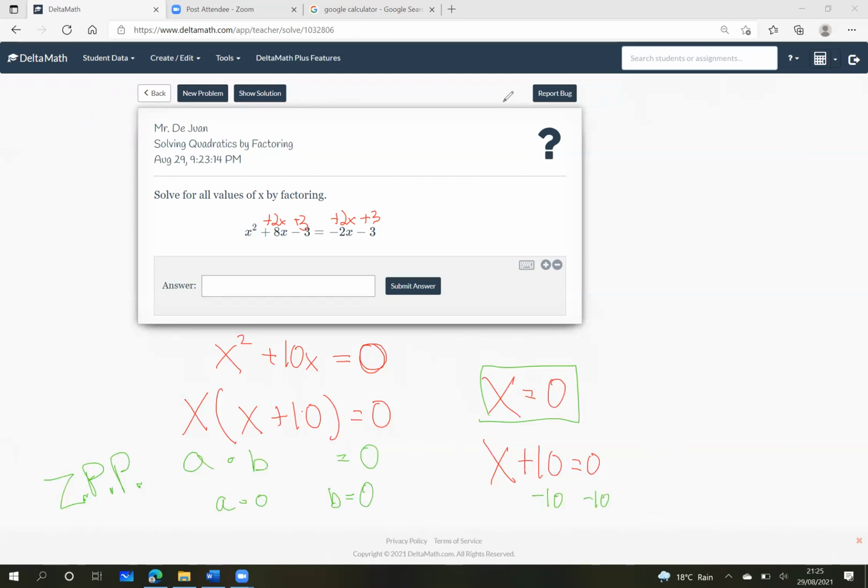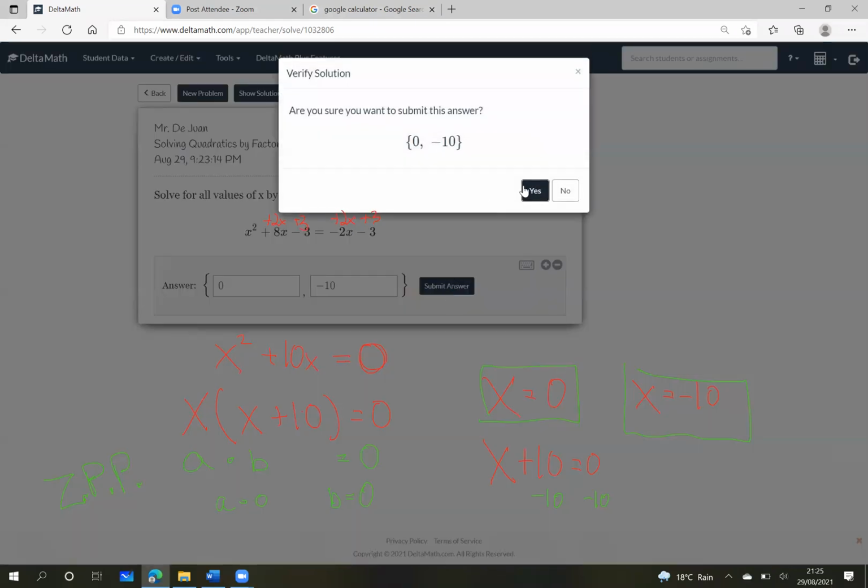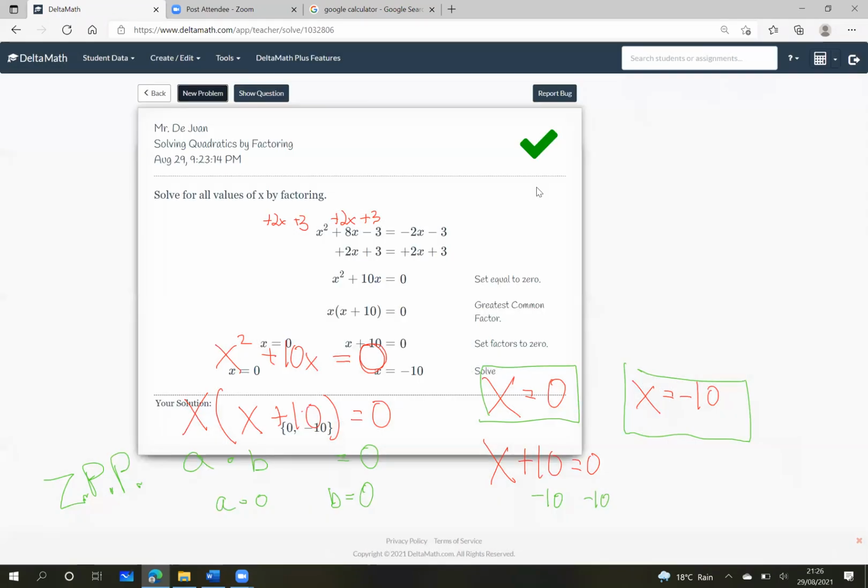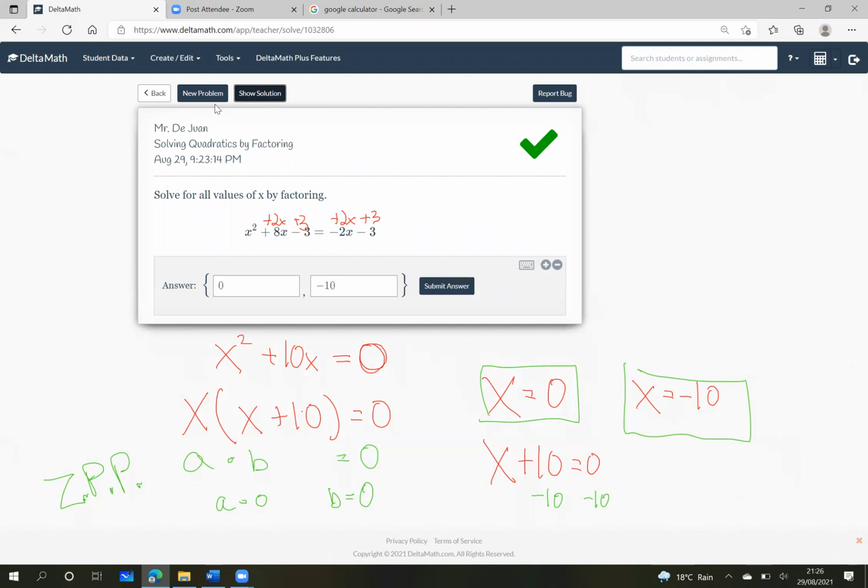So x equals 0, okay, that's already done for us. And x equals -10. And there we have it. x equals 0, comma, -10. All right, this is a tricky question when you don't have a C term, when you do not have a C term.